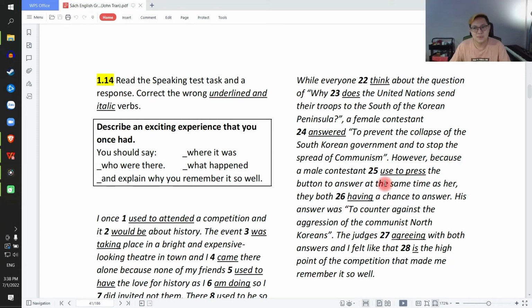So you don't say used to press because it's only one time, right? It's not a past habit. Because a male contestant pressed the button to answer at the same time as her, they both had a chance to answer. So basically just simple completed action, single completed action.